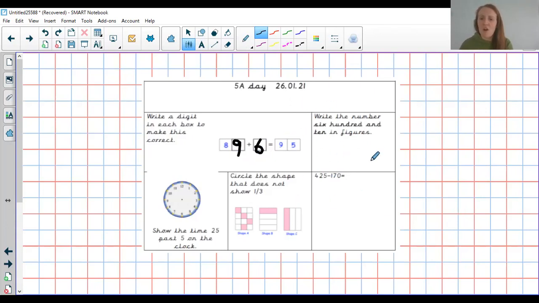Okay, moving across here. Write the number 610 in figures. That means in numbers.